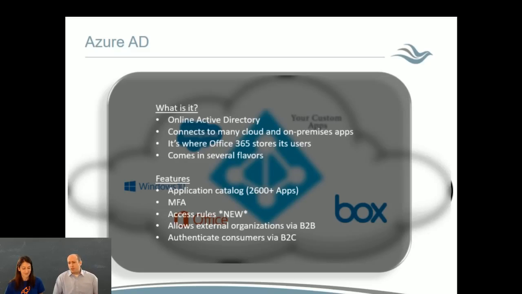But it's got great features. It's got what's called an application catalog. So there's 2,600 plus pre-configured cloud apps. You would just, and I'm going to show you in a second, go to that application catalog and pick your application, fill in some basic information, and you are connected. Your users are now synced.